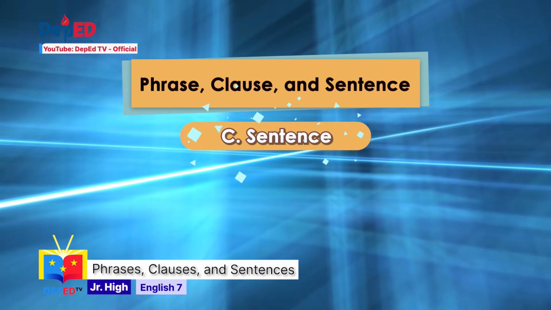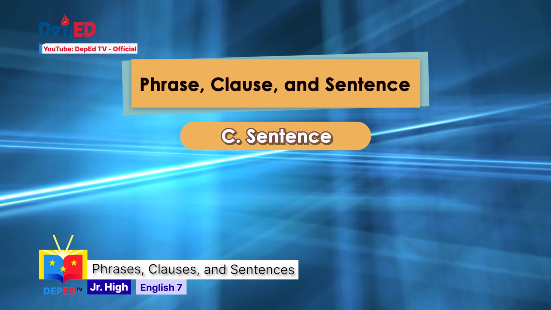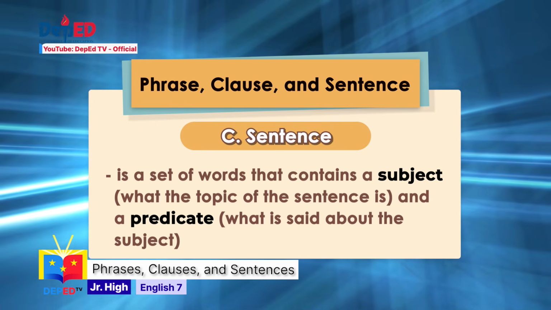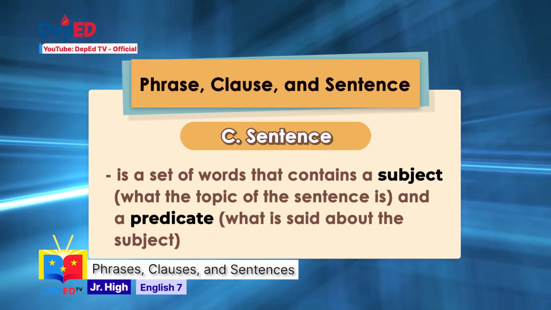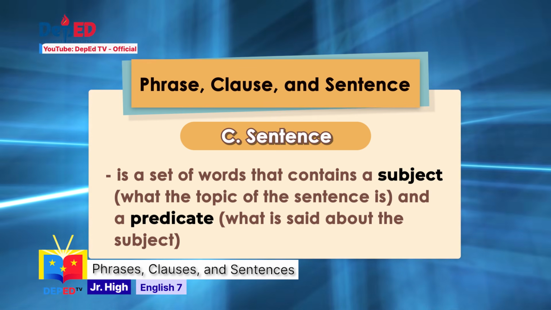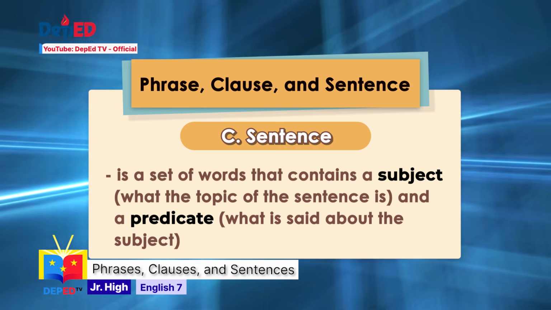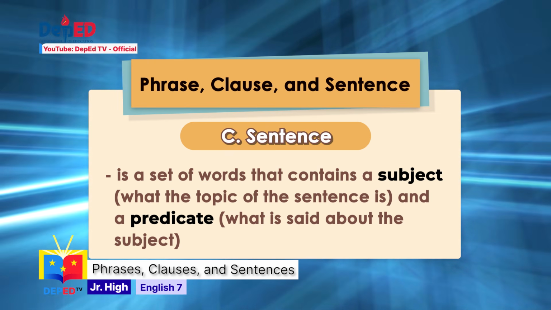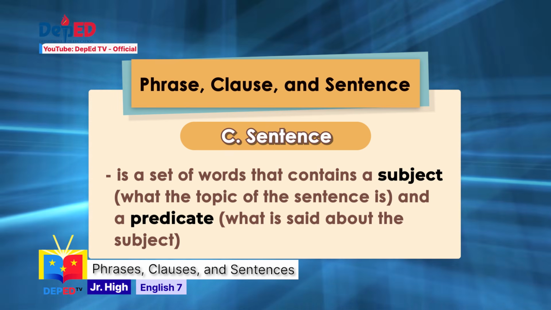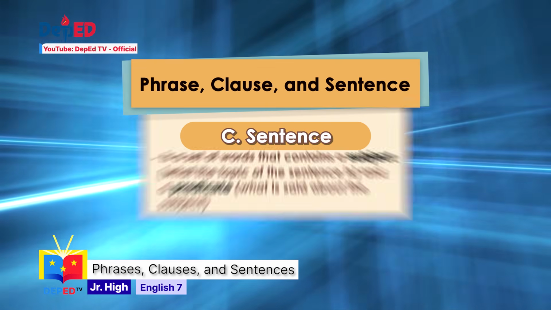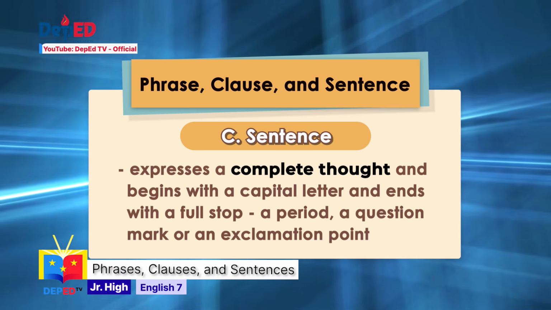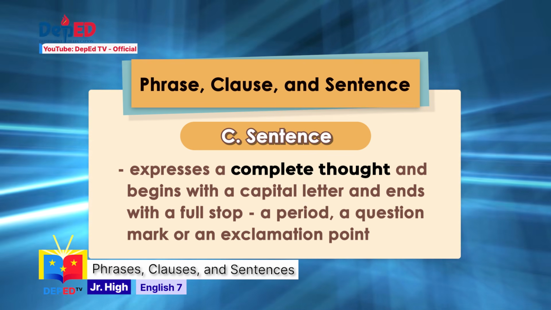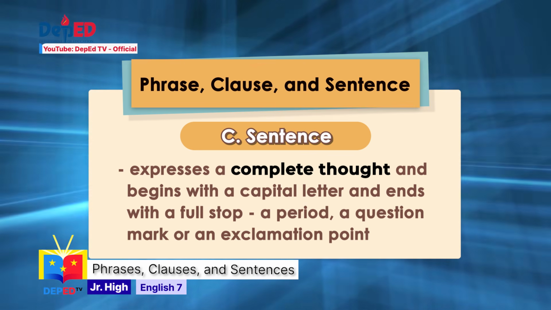Letter C, sentence. A sentence is a set of words that contains a subject, what the subject is about or the topic of the sentence, and a predicate or what is said about the subject. As such, a sentence contains a subject and a predicate. It expresses a complete thought and begins with a capital letter and ends with a full stop, a period, a question mark, or an exclamation point.